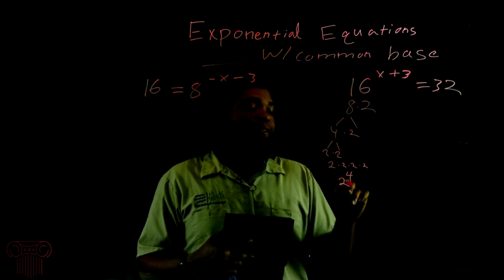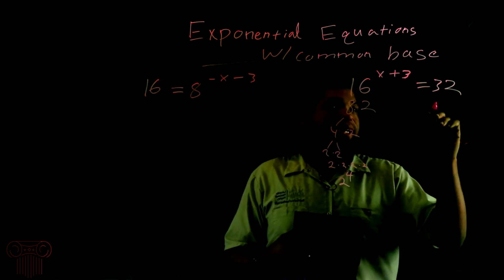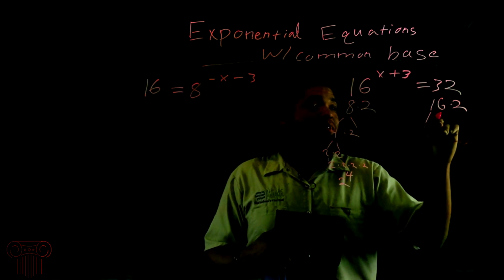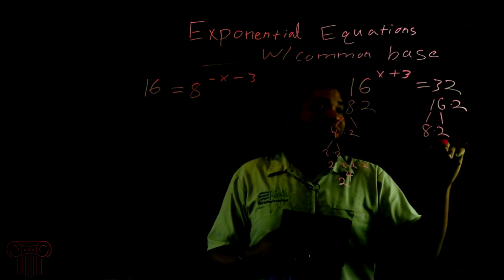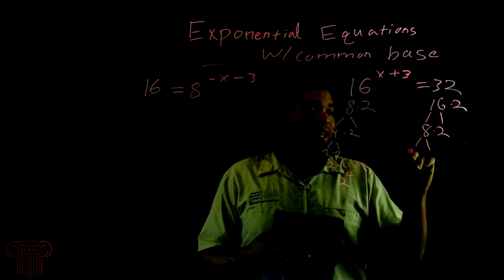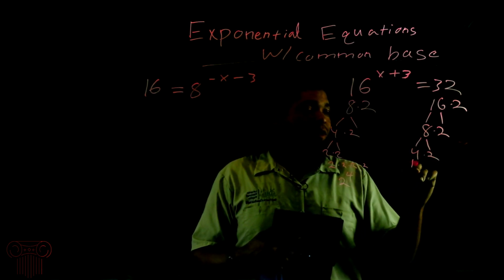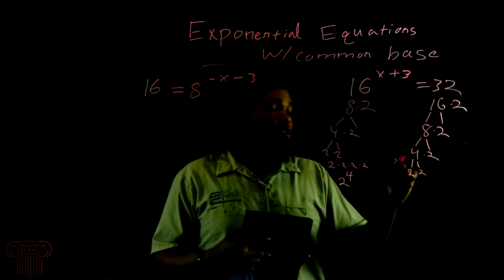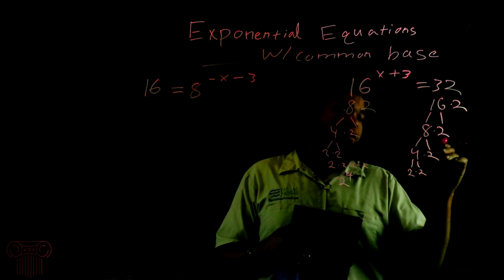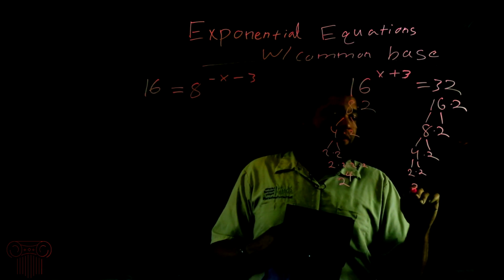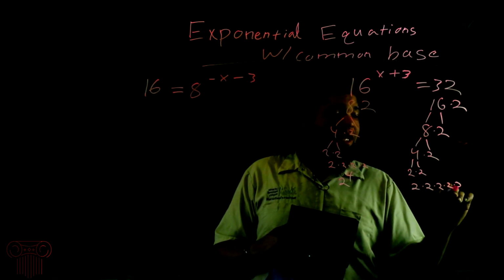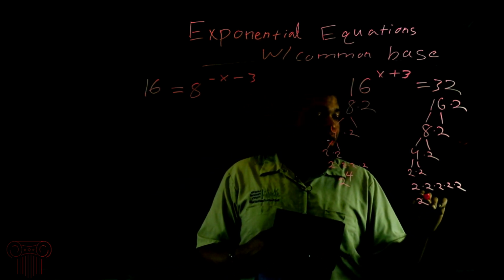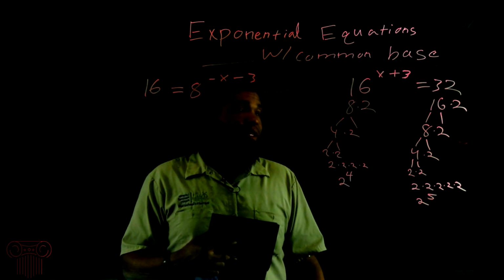So we have 2 to the fourth. Now 32, we can do the same thing. What goes into 32? We can say 16 times 2. What does 16 go into? 8 and 2. What does 8 go into? 4 times 2. And what does 4 go into? 2 times 2. So now we take all our 2's. We have 1, 2, 3, 4, 5. That means we have 2 times 2 times 2 times 2 times 2. If we multiply 5 2's, that'll give us 2 to the fifth power.